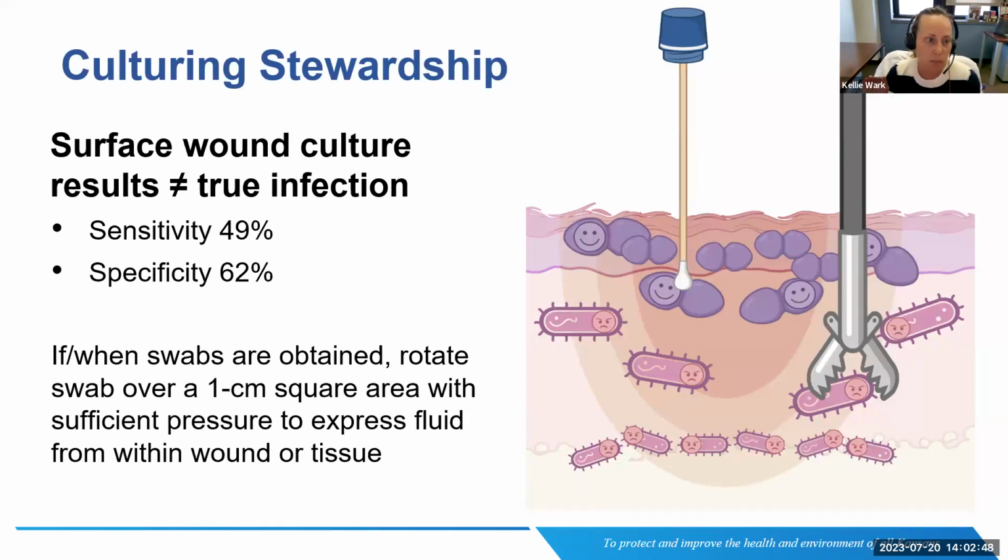Just getting a swab off the top of a wound surface has a sensitivity, and I forgot to put the citation here, but I think this was from a meta-analysis, of around 49%, so very poor. The specificity is also not good at 60%. But when you do get cultures, we can make sure we're getting the best cultures possible. This was from the International Wound Consortium, on culturing stewardship efforts. When the swab is used, press as hard as you can to release some of that gunk out of there. Rotate the swab over a one-centimeter square area, getting that fluid and trying to bring the deeper material upwards. That is what you hopefully intend to culture.